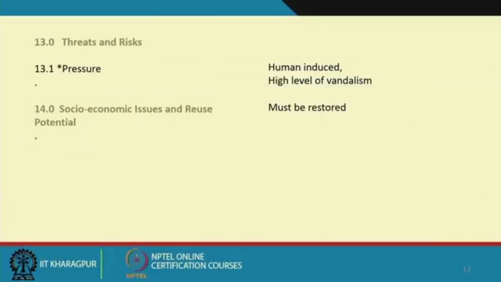So, on socio-economic and reuse potential, based on that one has to say whether it should be documented or it should be restored. We came to the conclusion that it must be restored. It is unique, many such structures are there, but it must be restored, and it is possible to restore it back to its original glory and maybe put it to use.